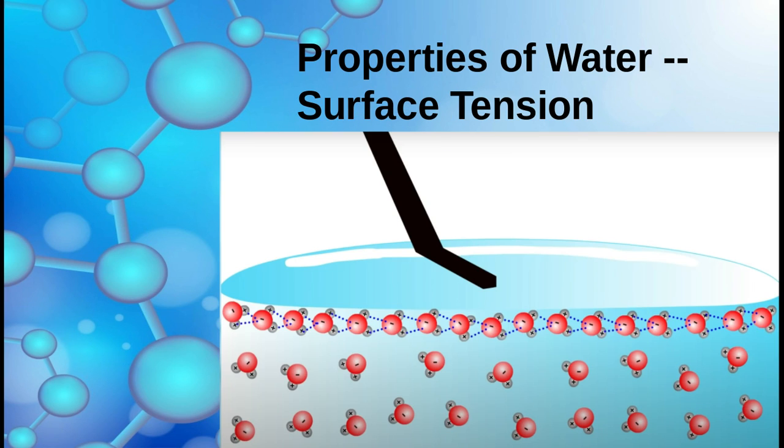Here's that picture of a little insect foot sitting on top of the water, not falling in. And it's because of all of the cohesion of the water molecules making this almost like a sticky surface there, so it won't break. That's where surface tension comes from.